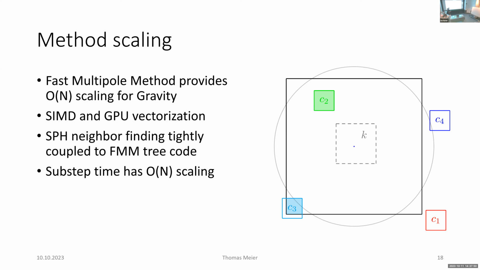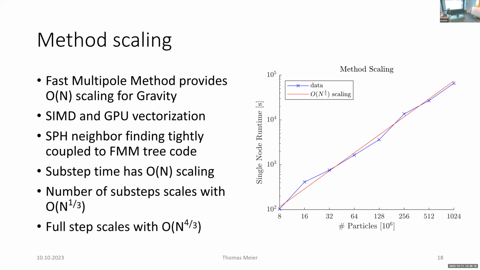And this also gives us order n scaling for the full substep, like density and gravity and SPH forces together scale with order n. But as we discussed during lunch, we scale with n to the 1/3 with the number of steps that we have to do. Right? And so this means that our full method scales with n to the 4/3.